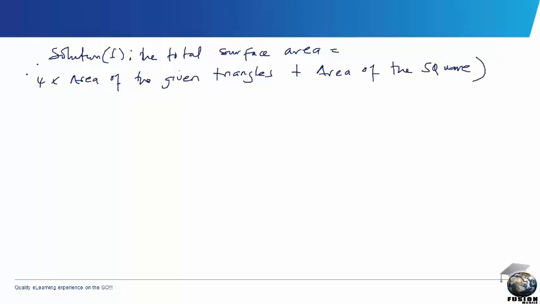Okay, so if we want to find the total surface area, we'll find the area of one of the triangles, and since there are 4 triangles, we multiply by 4 and then we add it to the area of the square. So I guess we should start. How do you go about this? Look at the triangles very well. You find out that the triangles have a base of 10 and a height of 12.